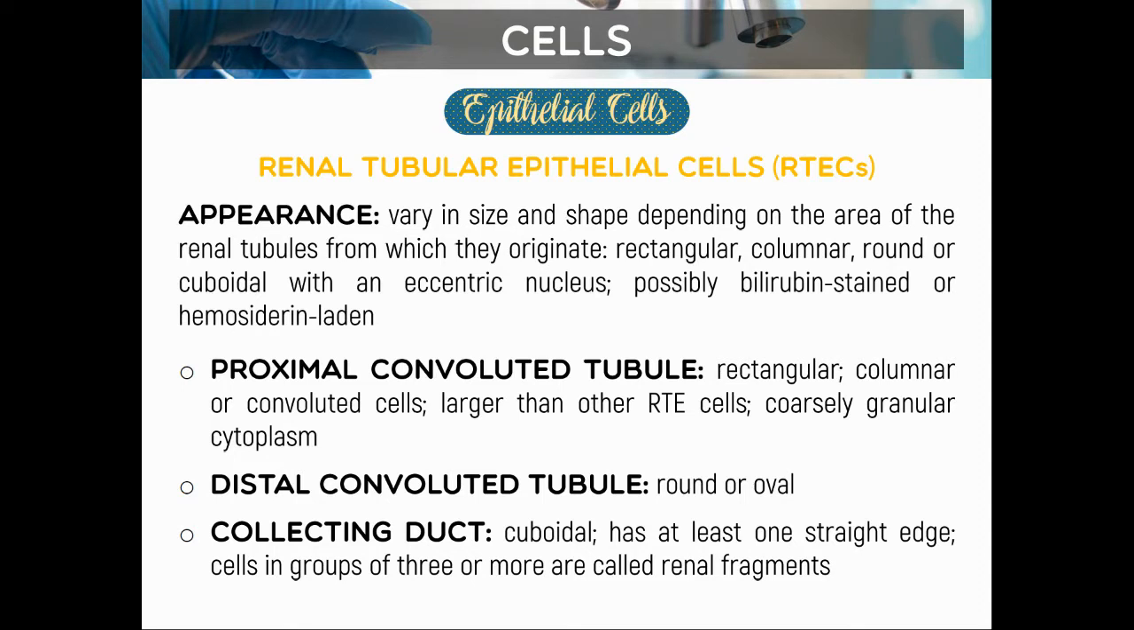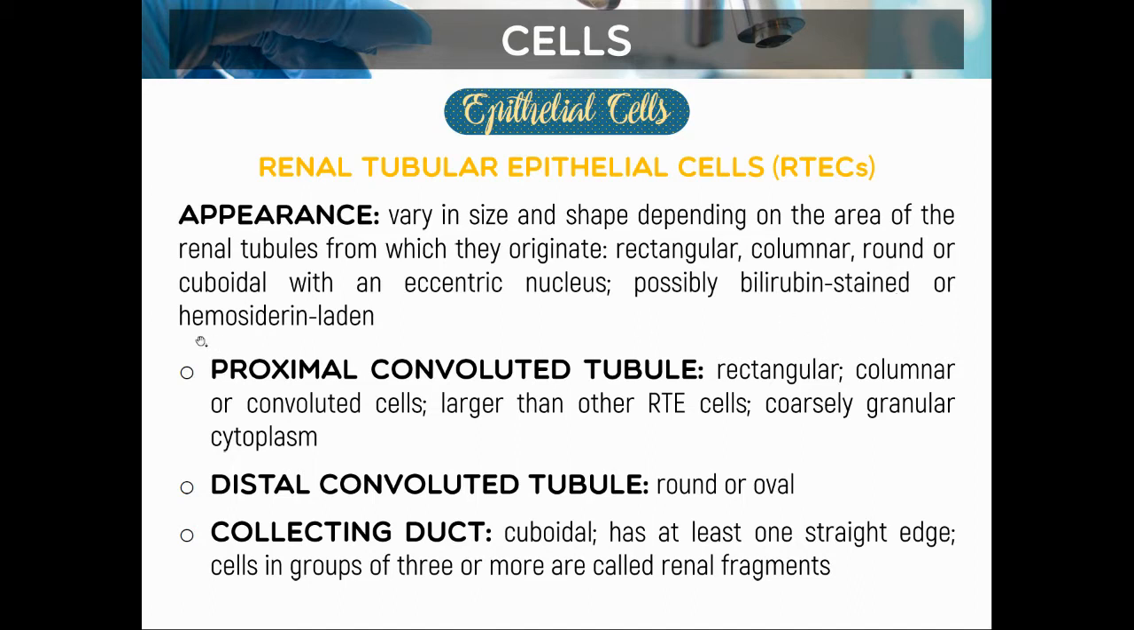And also, they may be bilirubin stained or hemosiderin laden. As you can remember from our chemical examination discussion, once there is liver damage, it is possible to see bilirubin in the urine. It is also absorbed in the tubules, meaning the bilirubin sticks to our RTEs, and once the RTEs are excreted in the urine, they appear bilirubin stained.